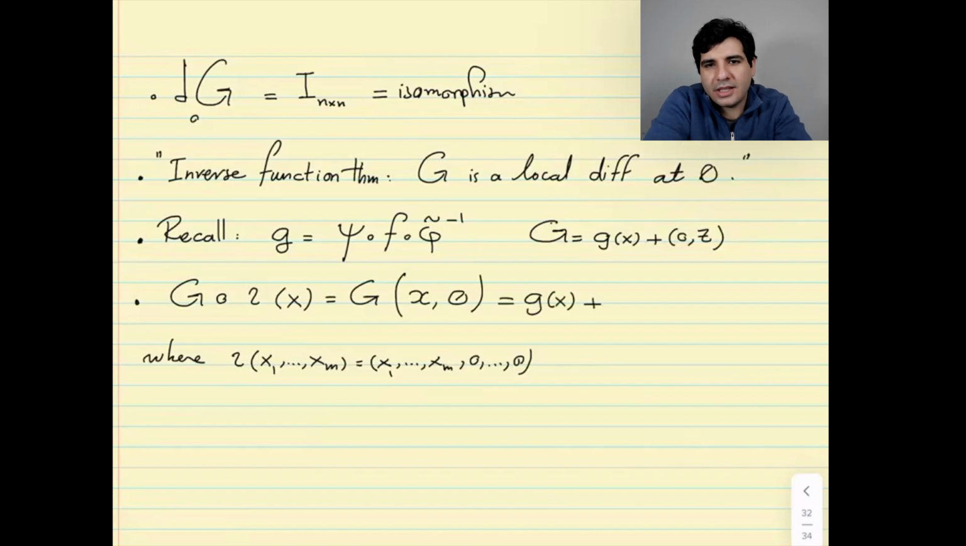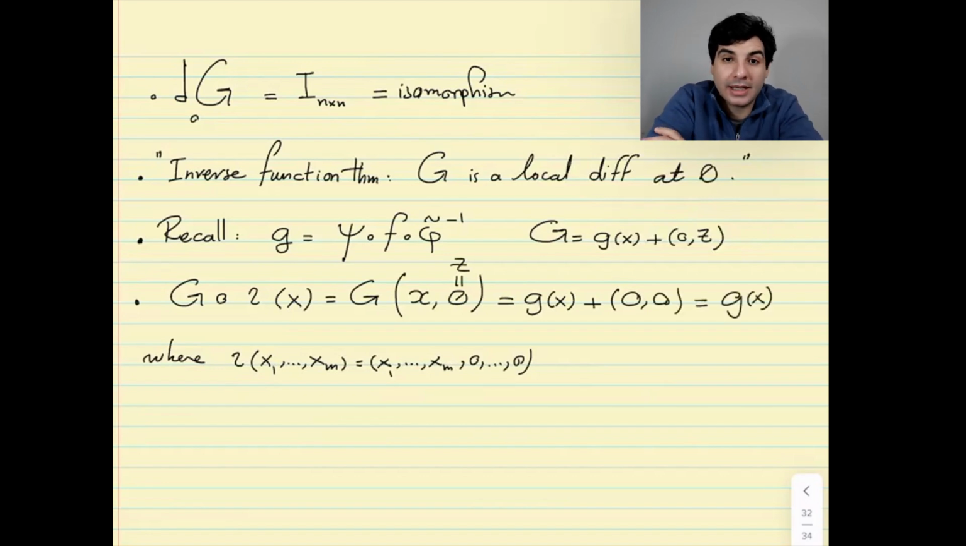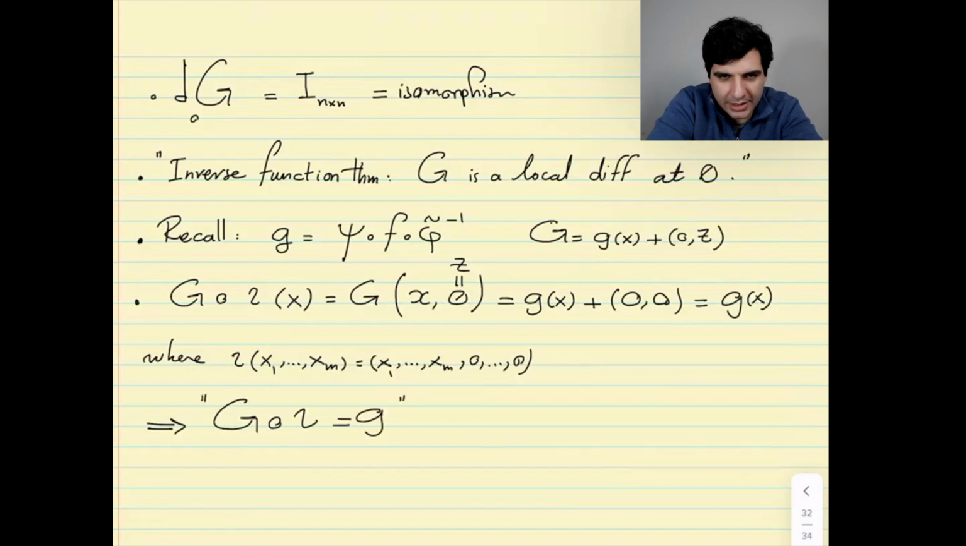So by the definition, this would be g of x plus 0 and z, but z is 0 here, so it would be just 0 and 0. So the sum would be g of x. This implies this composition equals G. This is the other thing we know, the other relation we know between these two maps. Okay, great. Why is it good? How can we use this?